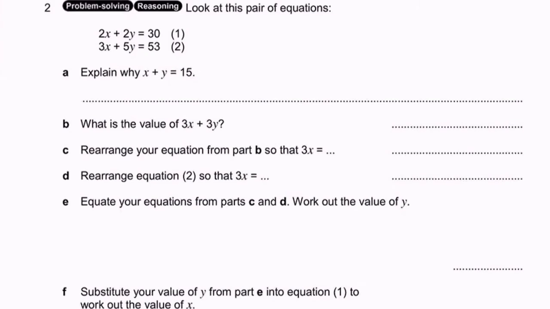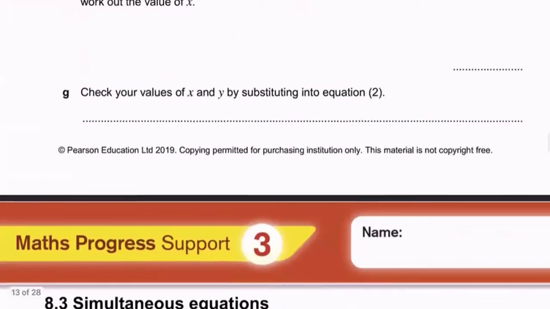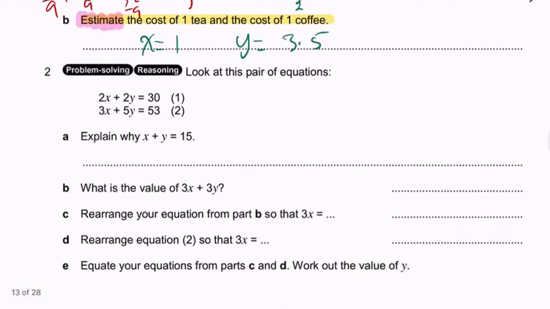For number 2, we are going to solve algebraically because there is nothing mentioned here to draw, there is no graph or anything. Okay, so now look at this pair of equations. 2x plus 2y equals 30, 3x plus 5y equals 53. This is equation number 1, this is equation number 2. Explain why x plus y equals 15.